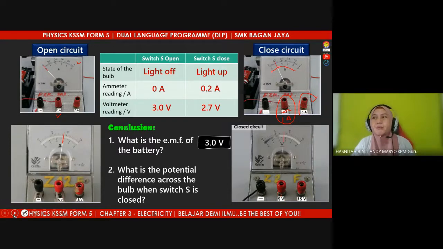Okay. How about the second question? What is the potential difference across the bulb when switch S is closed? So it should be 2.7. So this is the difference between EMF and potential difference. EMF is the voltmeter reading, the potential difference in the battery, EMF, 3 volt. Meanwhile, the potential difference reads across the conductor, across the bulb, across the electrical component.